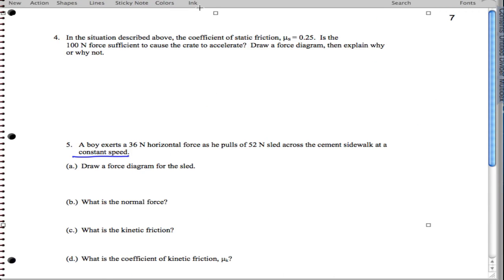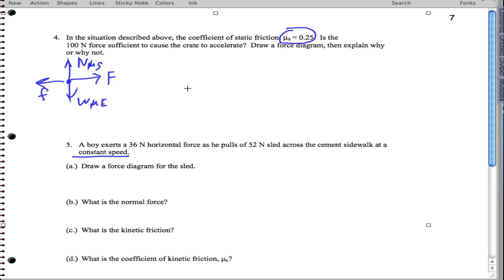So it says in the situation above, the coefficient of static friction is 0.25. Is the 100 Newton force sufficient to cause the crate to accelerate? Let's find out. So first we draw a free body diagram. We got the normal on the mass due to the surface, weight of the mass due to the earth. We apply a force, and we have the friction force acting on the crate.